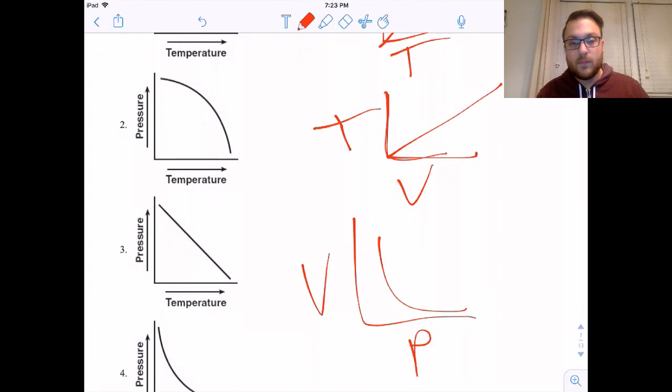Pressure and volume are different. As pressure goes up, volume goes down, and vice versa. So it ends up looking like what you see there. As pressure goes up, volume goes down. Those are the graphs.